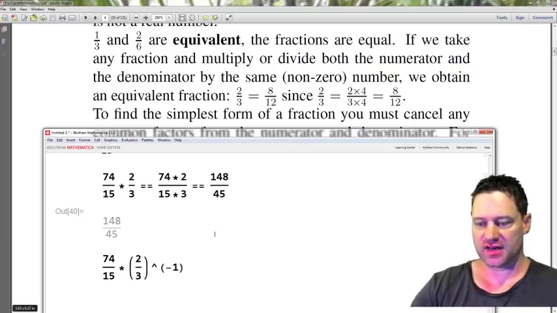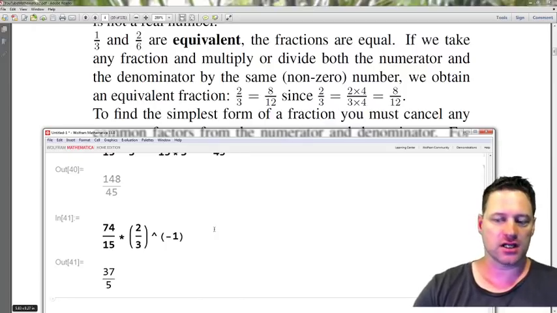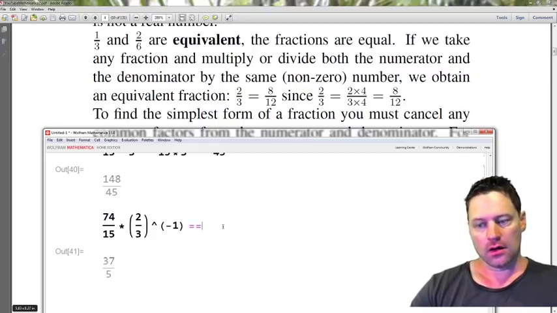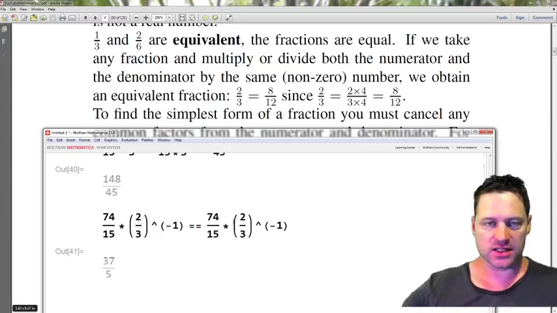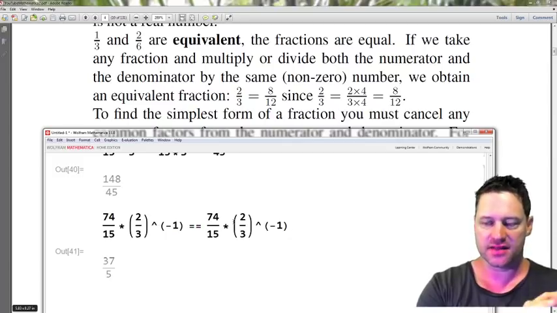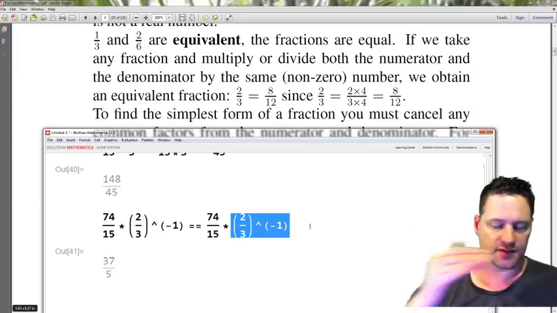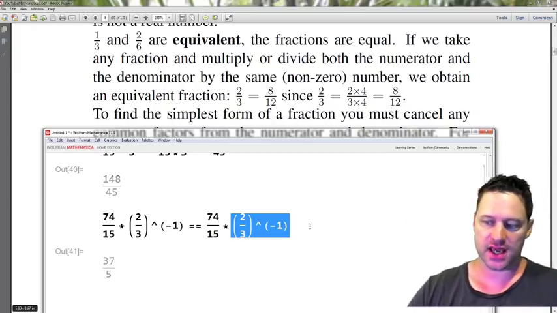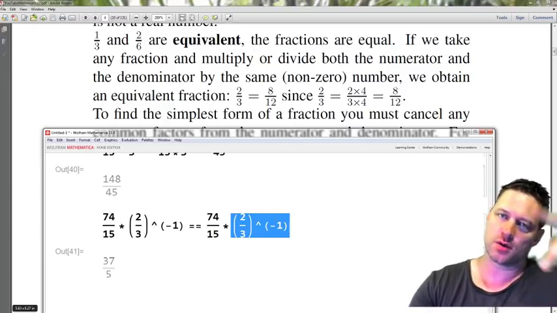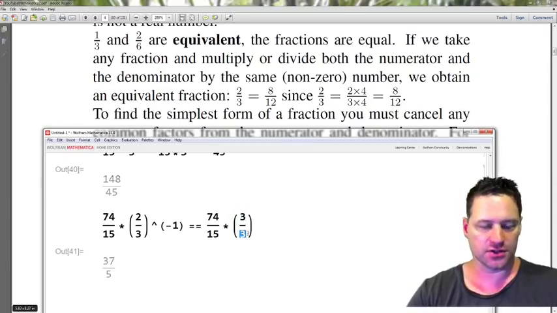If we press Shift and Enter, we can get the answer. But how do we calculate this by hand? I'll write this as a comment. This one here, the one on the right hand side of the divide symbol, which in our case we've written as to the power of -1, what you do is you simply invert it, swap the fraction upside down. So this would be multiply by 3/2.